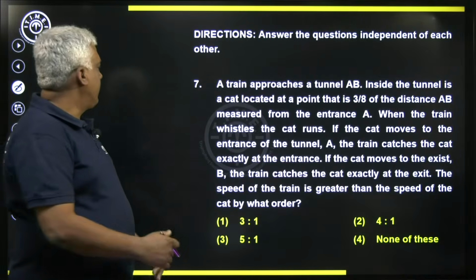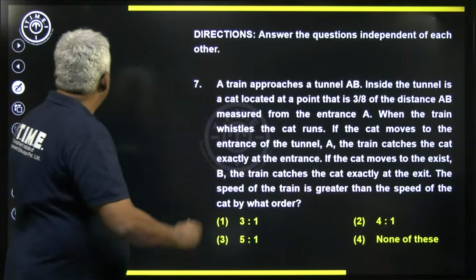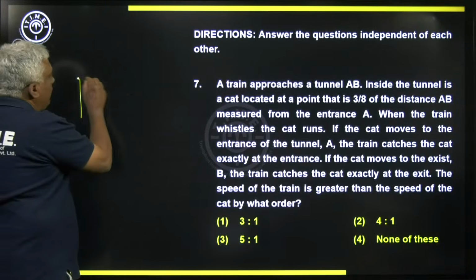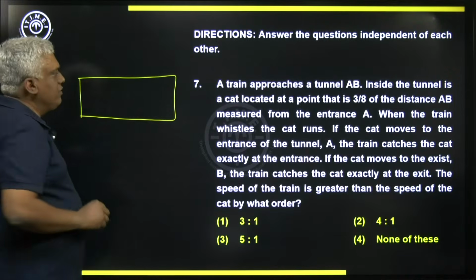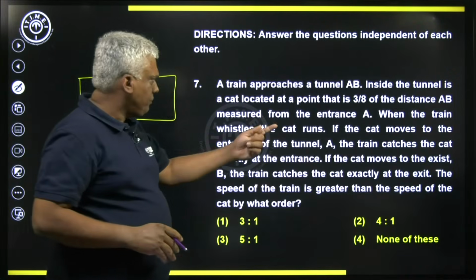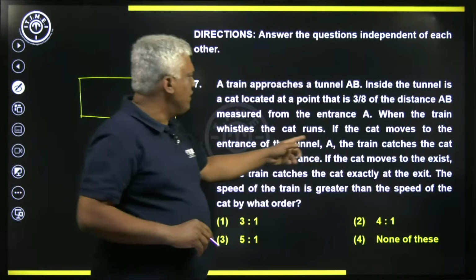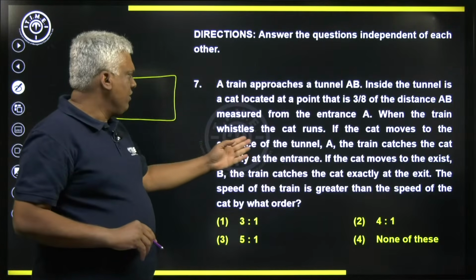Yes, that's the right answer, right? See, so this one we can use the proportionality. Suppose this is a tunnel. Now when the train is whistling, the cat runs. The cat moves to the entrance of the tunnel.